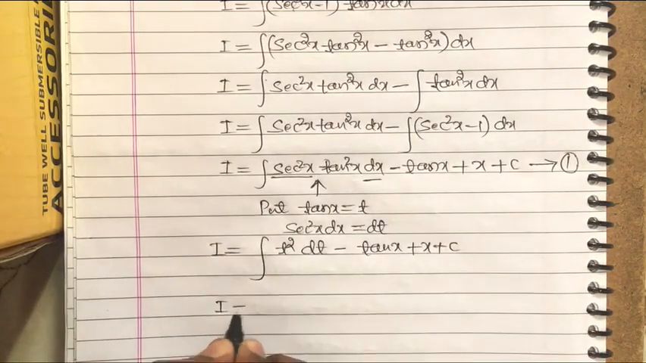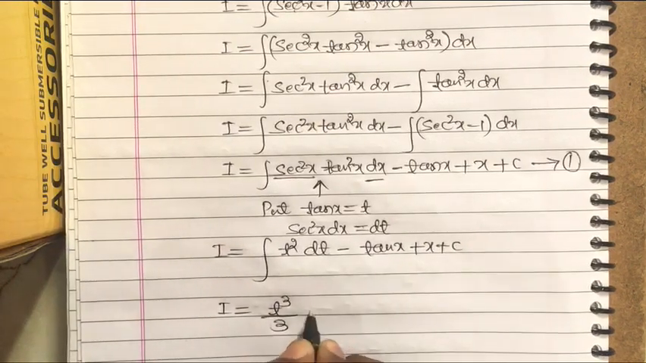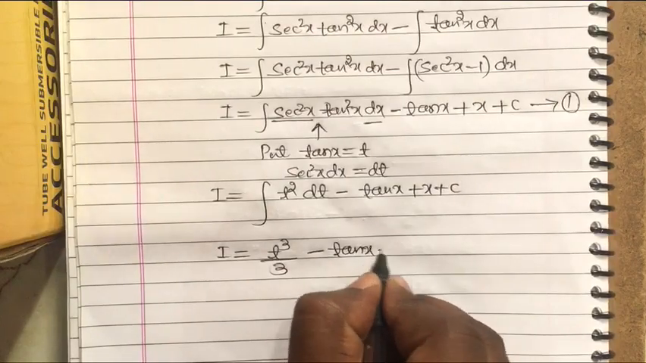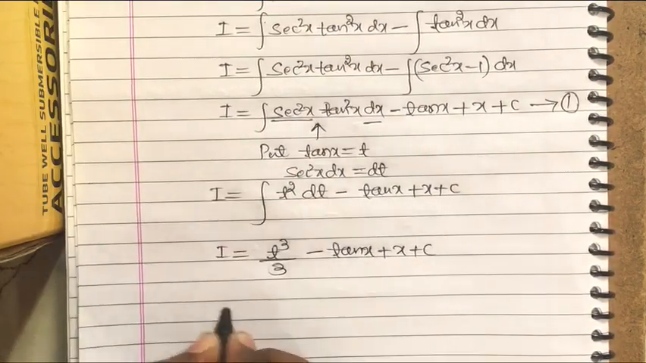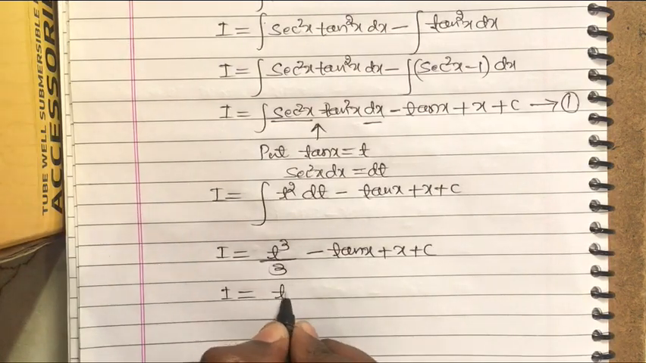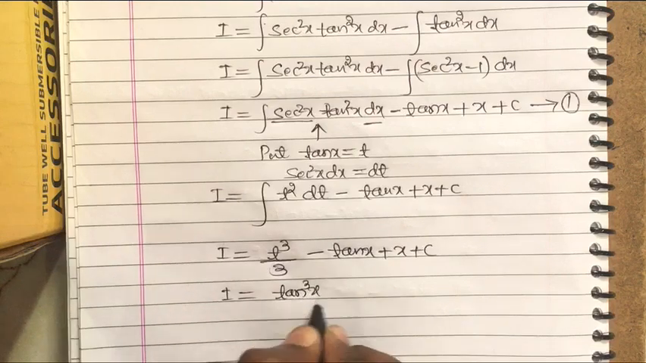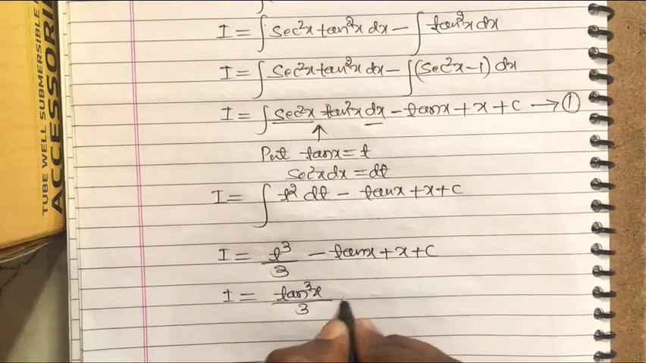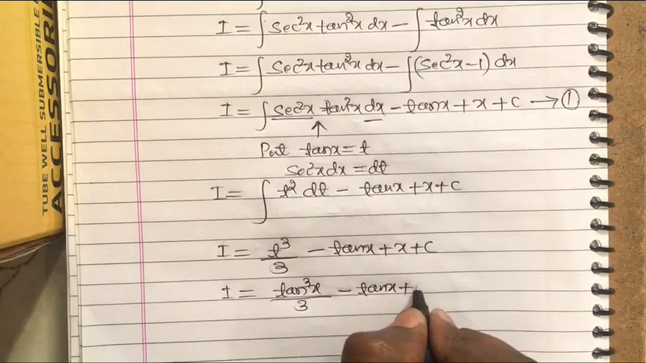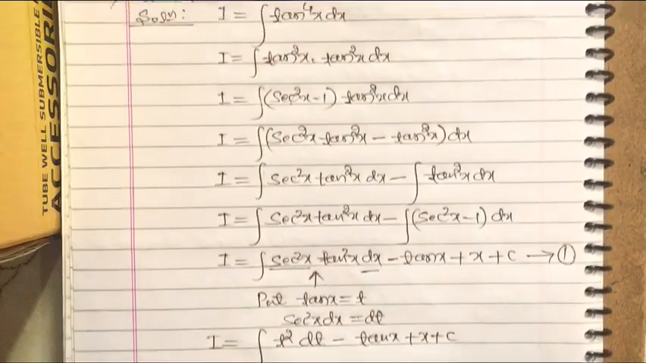What is the integration of t square now? It is t raised to 3 divided by 3. Write the remaining terms as they are: minus tan x plus x plus c. Replace t here; t is nothing but tan x. So tan x to the power 3 or tan cube x, both are same. Tan cube x divided by 3 minus tan x plus x plus c. So this is all about the 16th problem.